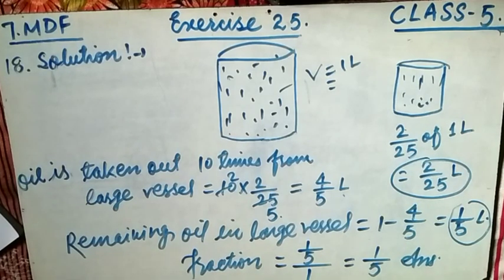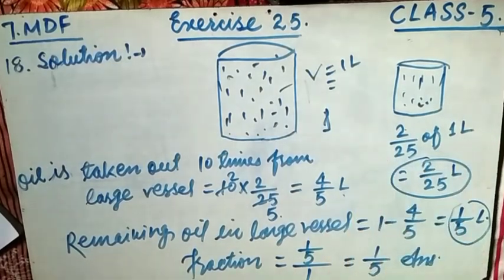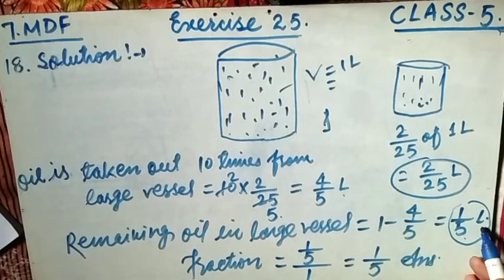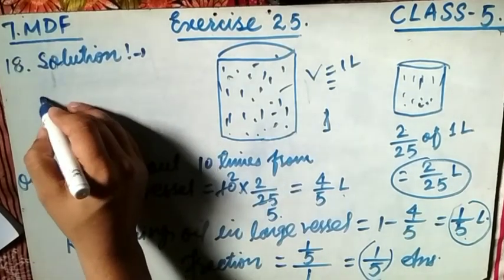Now we have to find the fraction. What fraction of the oil is left in the large vessel? The left oil is here, and the total oil is 1 liter. So we have to find the fraction between them, 1 liter and 1/5 of a liter. So for the fraction, first the smaller amount is up and the larger amount is down. 1/5 divided by 1 becomes 1/5. Hence 1/5 is the last fraction. It is the required fraction of the oil. This is your answer.